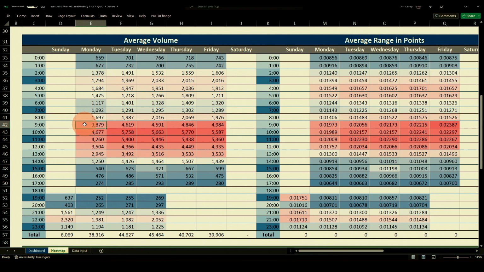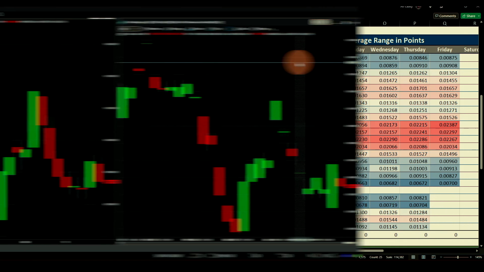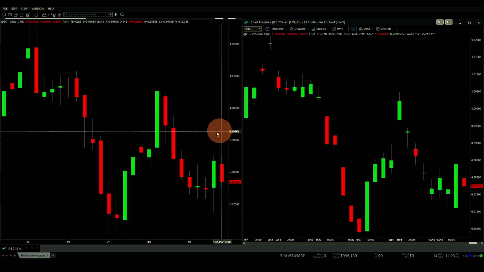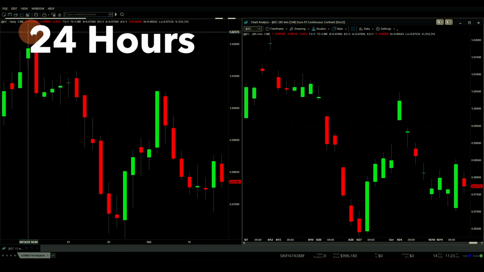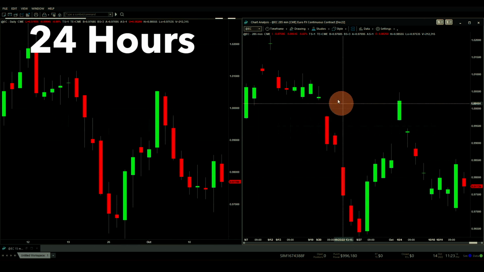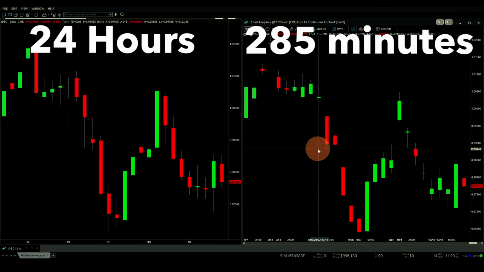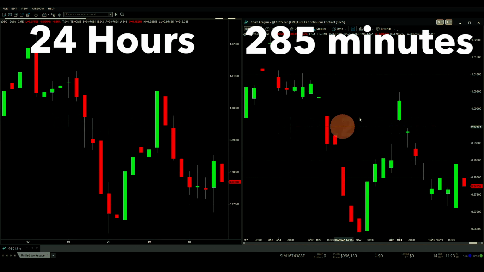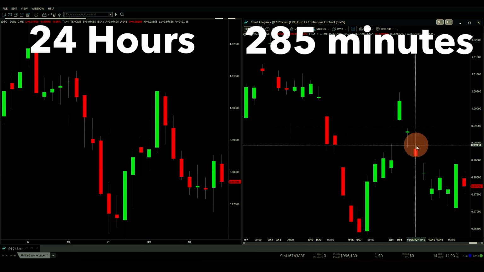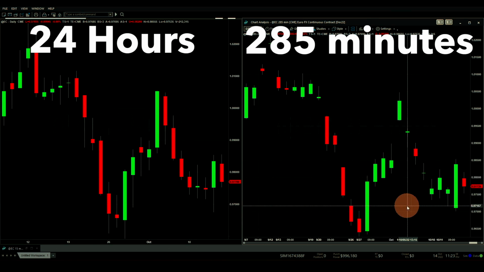So now we can build a bar at this hot period. What you see now is the normal 24 hours of euro currency. And this is the bar I built from 8:30 a.m. till 1:15 p.m. Eastern Standard Time. So this comes to 285 minutes. So the daily bar consists of only those 285 minutes.